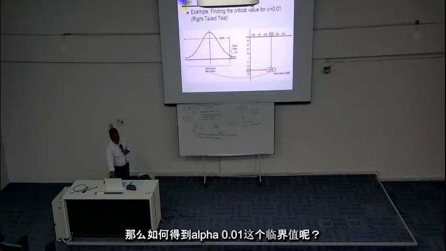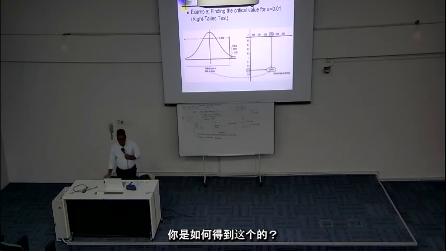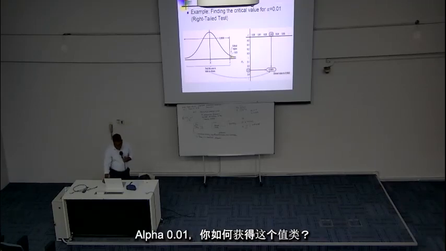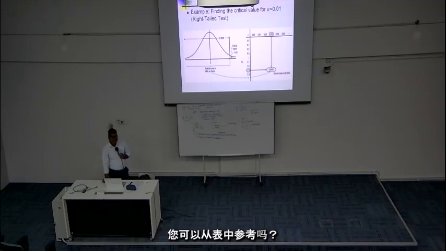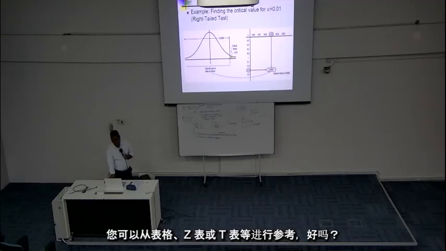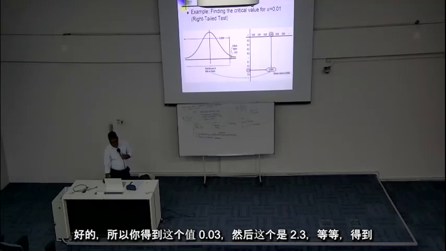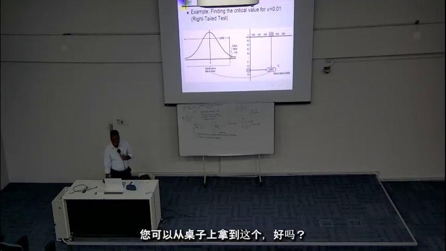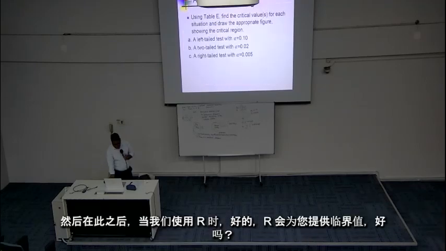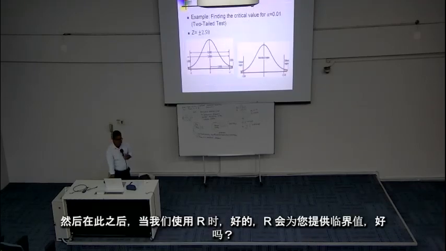So how do you get this critical value for alpha 0.01? Class, how do you get this value? You can refer to the table, the Z table or T table and so on. So you get this value 0.03, and then this one is 2.3, and so on. You get the probability here. This one you can get from the table. And after this, when we use R, R will provide you the critical value.